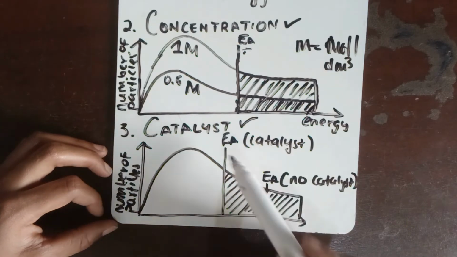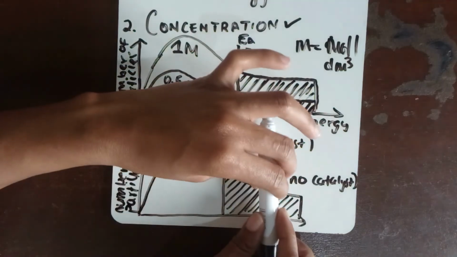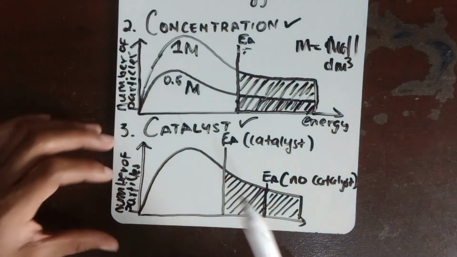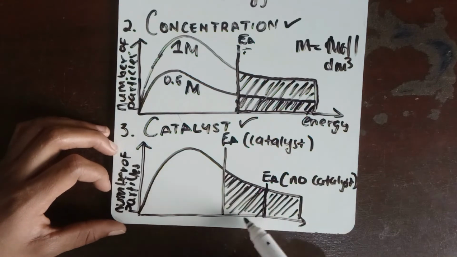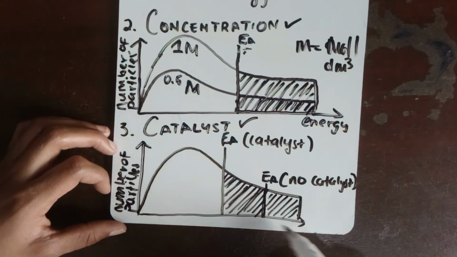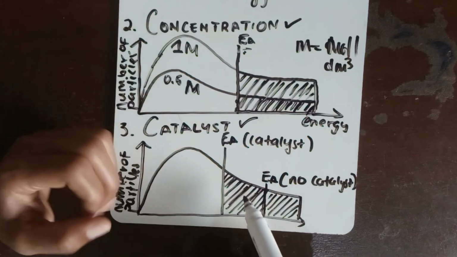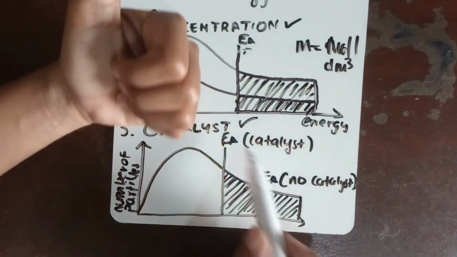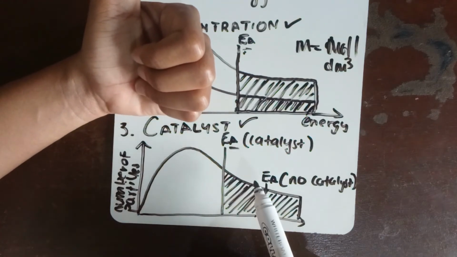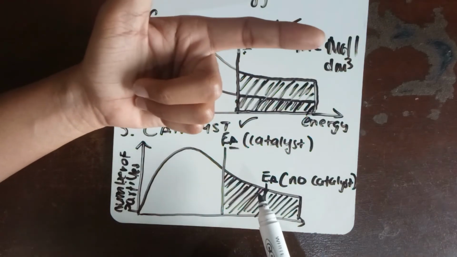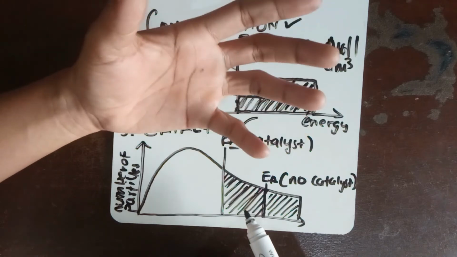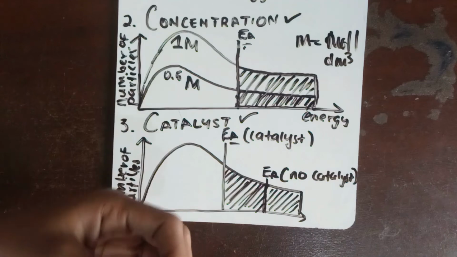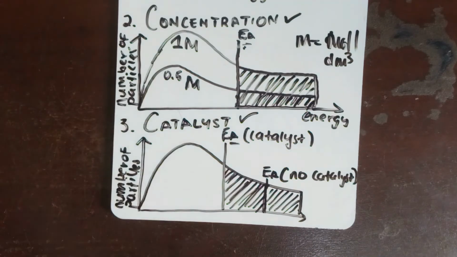Now we add a catalyst. When we add a catalyst, this activation energy is lowered from this point to this point, and as a result now we have a whole lot of particles colliding with each other, meaning that more particles have sufficient kinetic energy to overcome the activation energy. They are more effective collisions. As a result, the rate of a reaction is increased. So another way you would increase the rate of a reaction would be to include a catalyst.